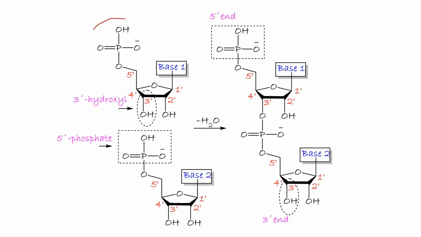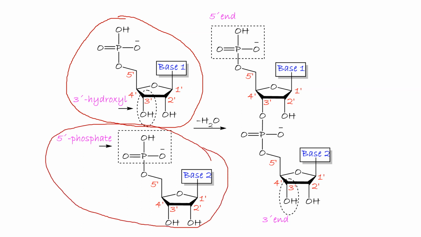Well, here in RNA synthesis, we have 2 nucleotides, one with a terminal phosphate on 5 prime and the other one with a free OH on 3 prime. Elimination of water links them together through the phosphate to form a dinucleotide. Here we have the 5 prime end, and here we have the 3 prime end.